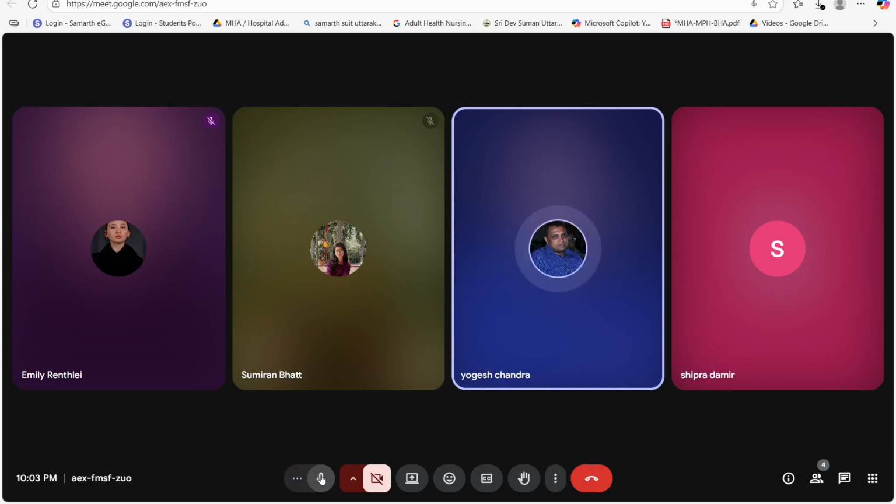And we talk about the biomedical research area.